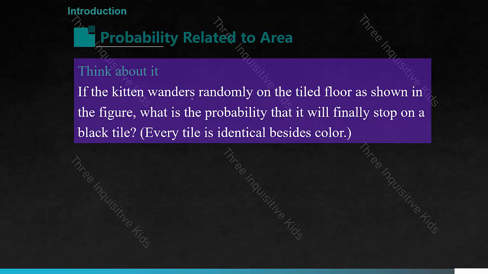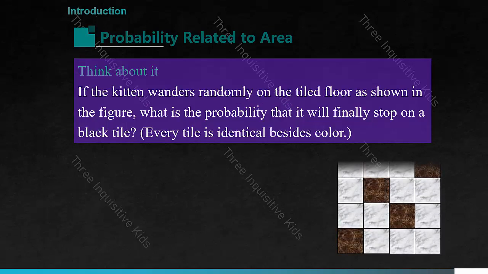If a kitten wanders randomly on the tiled floor, as shown in the figure, what is the probability that it will finally stop on a black tile? Every tile is identical besides its color. So we have a kitten, and she's just wandering around, and she doesn't really care about which tile she's on. So she's going to randomly stop and probably maybe groom herself on a tile. And what's the probability that she will step on a black tile?